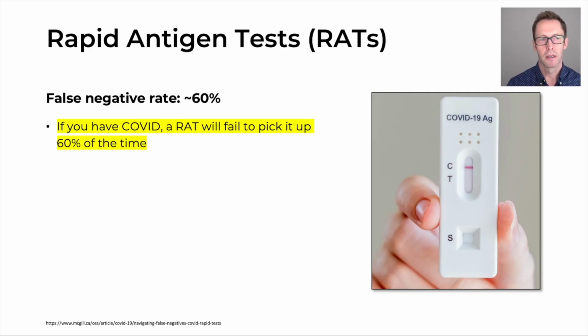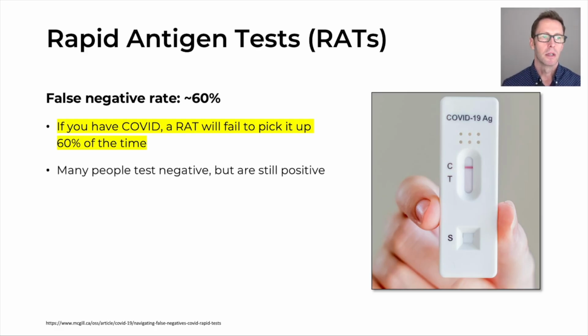Their accuracy improves as someone's COVID infection progresses, but early in a COVID infection, it's not uncommon for someone to do one or even multiple RATs and get negative results, only to then do a later RAT test and find that it becomes positive. So what it means is that there are a lot of people who are getting a negative test result, but who do still have COVID and should be isolating.